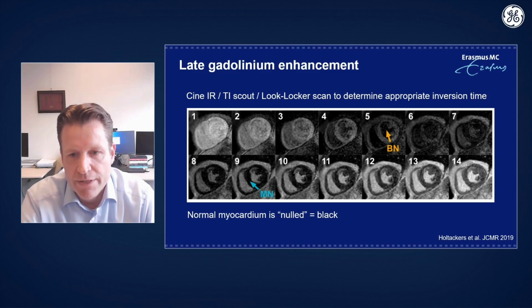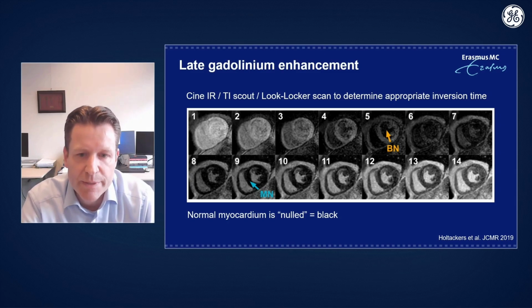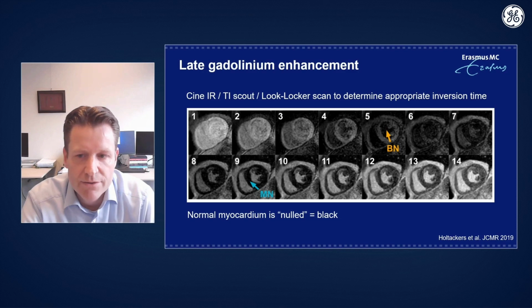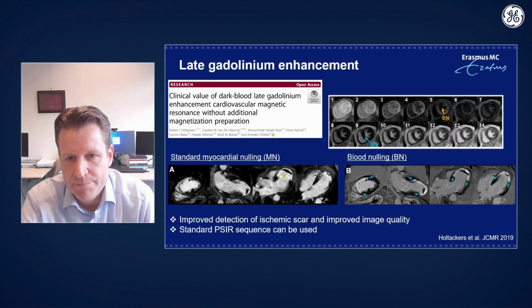Sometimes it's useful to set a very long inversion time if there's a suspicion of left ventricle thrombus, where you can depict that much better, where the myocardium is much more gray and the thrombus stays very black.